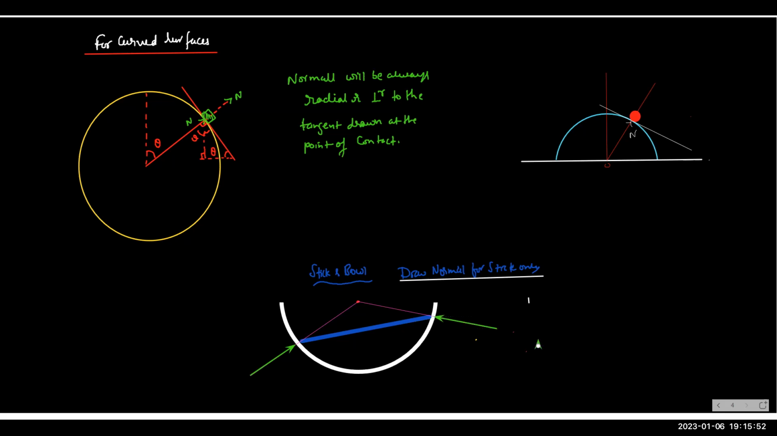Like this. And we can call this N1, N2. Why? Because these are two different surfaces, right? Is it clear what I'm saying? Yes. So whenever it comes to a spherical surface, you need to draw the radial direction first, and that will be the direction of the normal reaction.